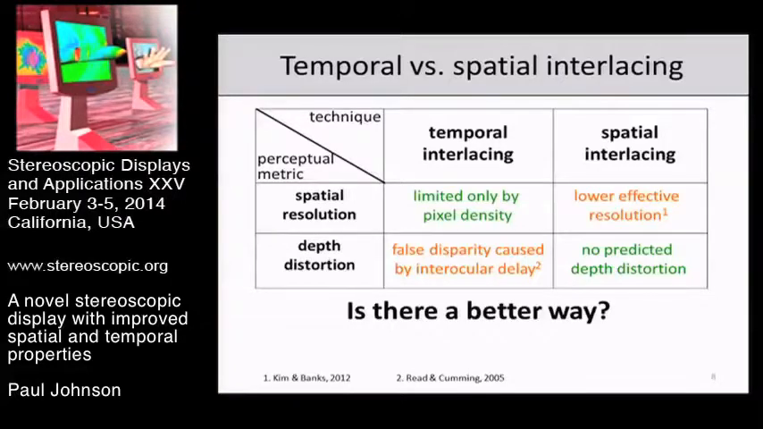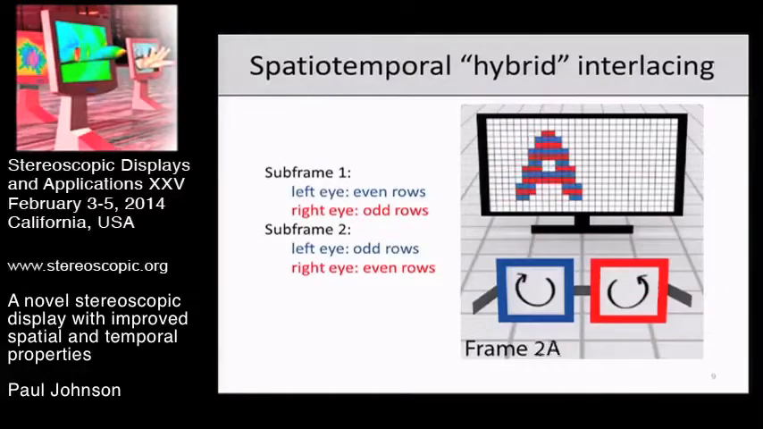So this is concerning. Neither of these methods is perfect. So we're interested in asking, is there a better way? Is there a stereoscopic 3D method that does not sacrifice spatial resolution and does not have any temporal artifacts like depth distortion? Also, flicker and motion artifacts are problematic with temporal interlacing. So that's where we get to the spatio-temporal hybrid interlacing approach that we're proposing here.